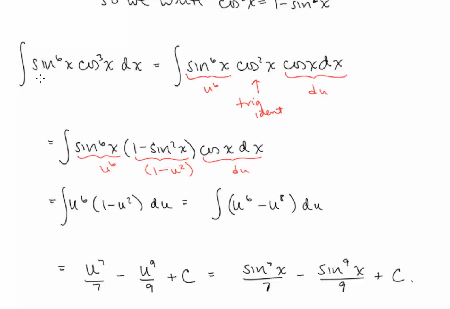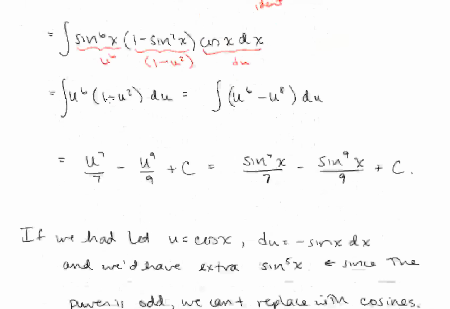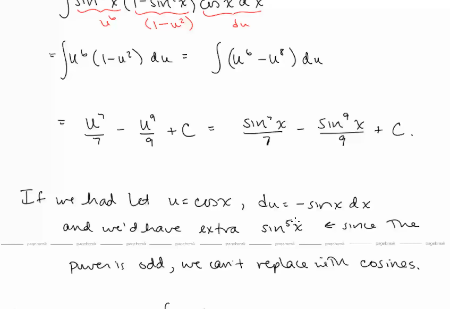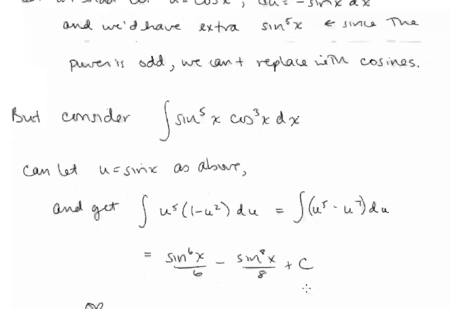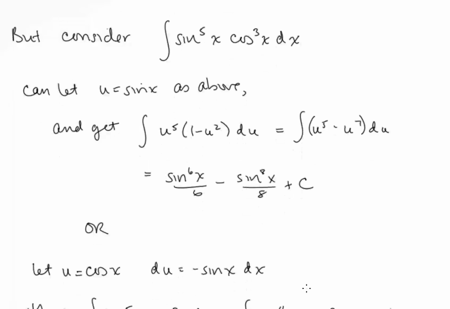We can only do that for even powers. We know that for every sine squared x, we can make a replacement 1 minus cosine squared x. But we have sine to the 5th, and that's an odd power, so that's not going to work for this integral. Since this power is odd, we can't replace it with cosines. So in this integral, it's not going to work. However, if we had sine to the 5th x, cosine to the 3rd x, then we could do it either way. So let's take a look at this one.